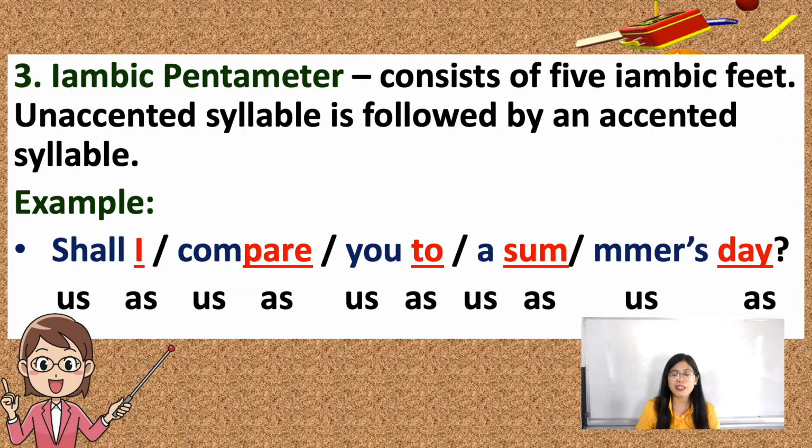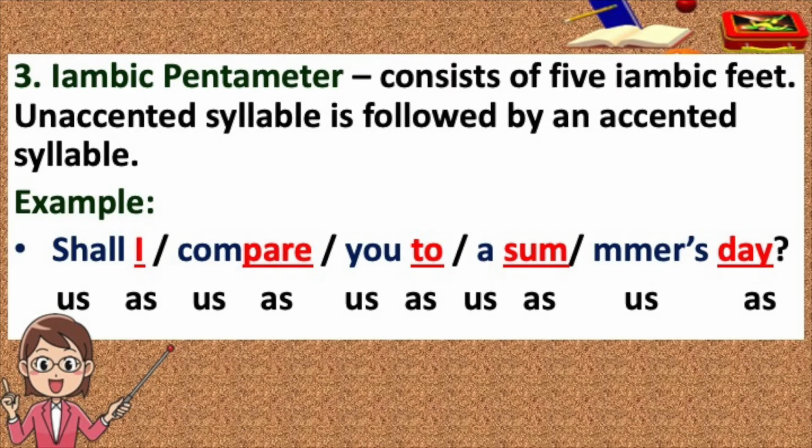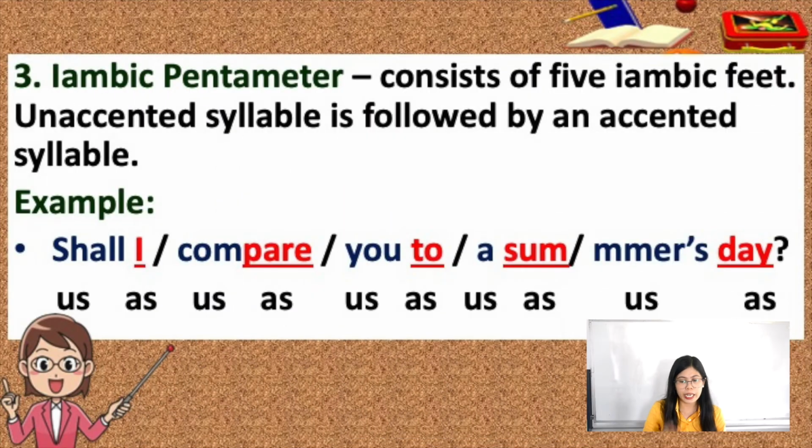So iambic pentameter consists of 5 iambic feet. So unaccented syllable is followed by an accented syllable. So since it consists of 5 iambs, it means that in one line we have 5 unaccented syllables and 5 accented syllables. So example, shall I compare you to a summer's day?